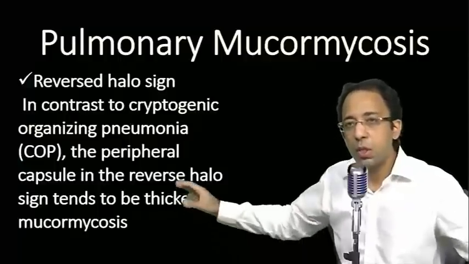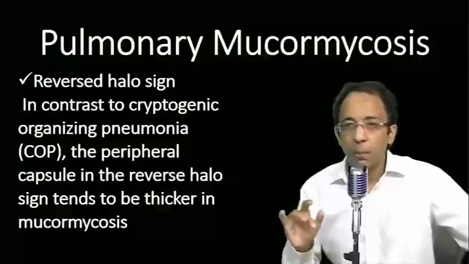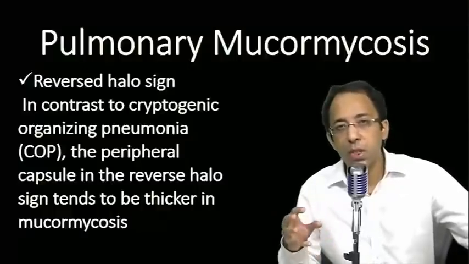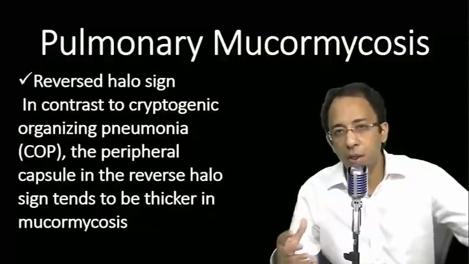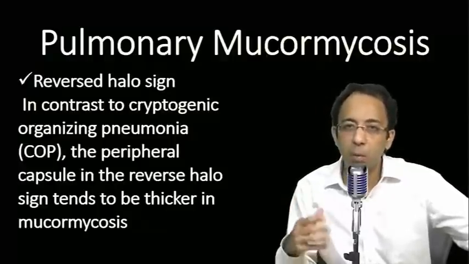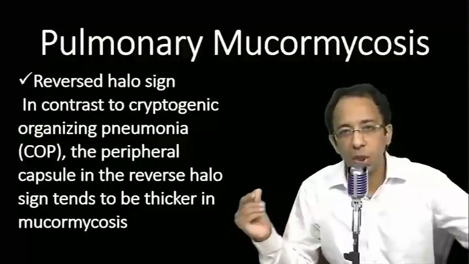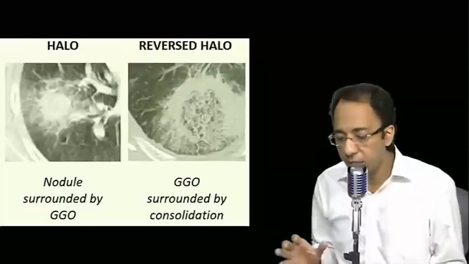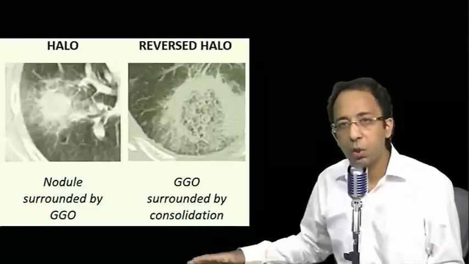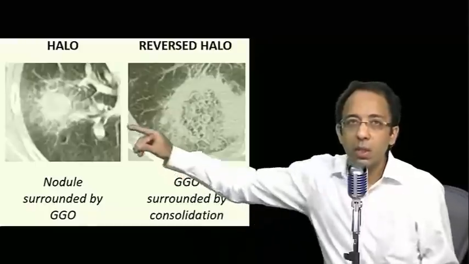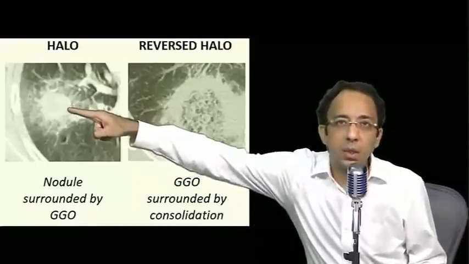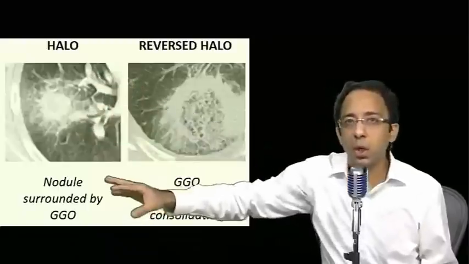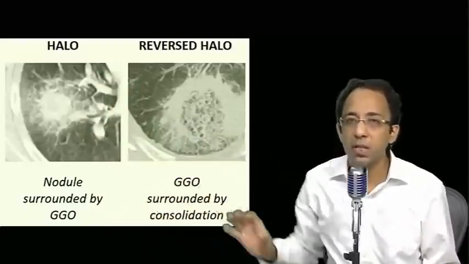It is also seen in cryptogenic organizing pneumonia. But remember, the peripheral capsule that you see in mucormycosis in reverse halo is thicker. I'll show you how it looks as compared to cryptogenic organizing pneumonia, where it is thinner. Okay, for those of you who don't understand, I'll show you what we mean by halo sign and what we mean by reversed halo sign. Halo sign means a central consolidation surrounded by peripheral ground glass opacity. So you see a nodule surrounded by ground glass opacity, that is the halo sign.